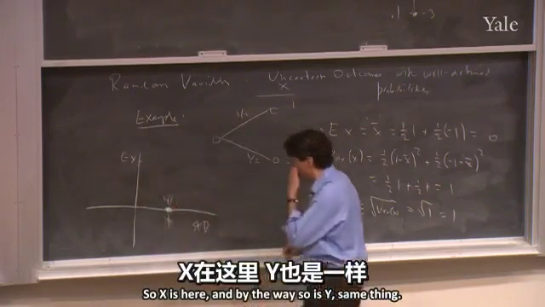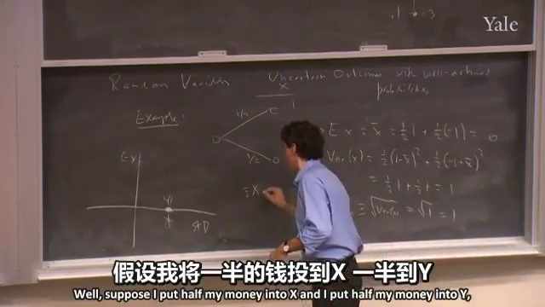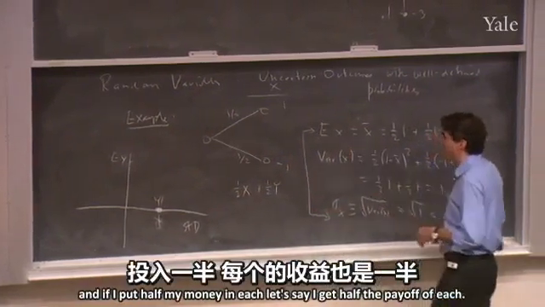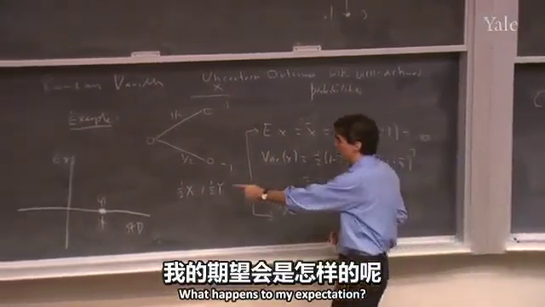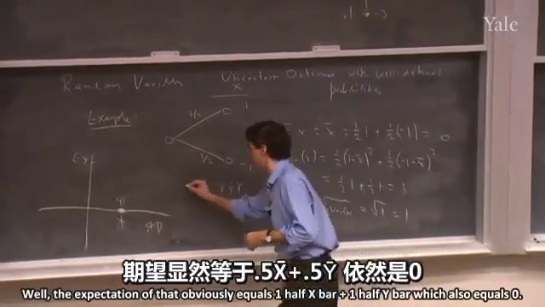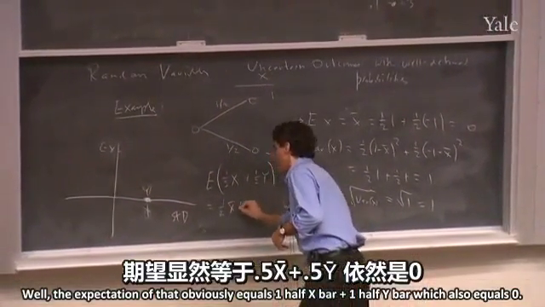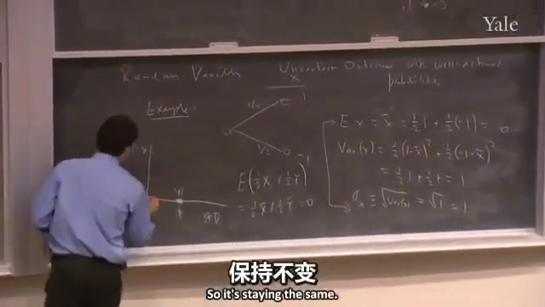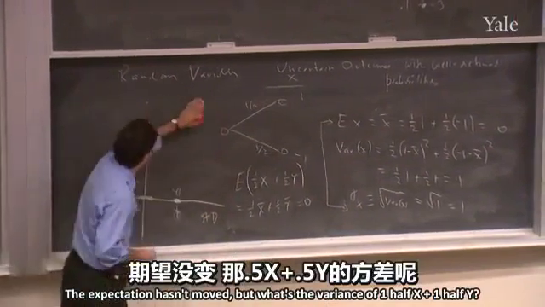Same thing. Well, suppose I put half my money into x and I put half my money into y, and if I put half my money in each, let's say I get half the payoff of each. Okay, I make half a bet and I get half the outcome. What happens to my expectation? Well, the expectation of that obviously equals a half x bar plus a half y bar, which also equals 0. So it's staying the same. The expectation hasn't moved. But what's the variance of a half x plus a half y?